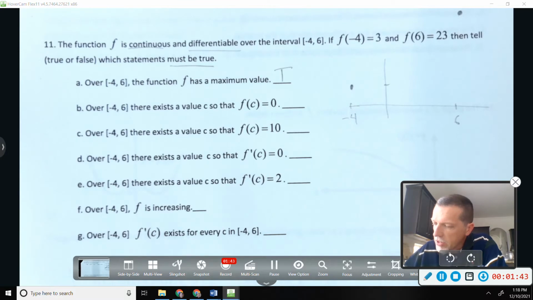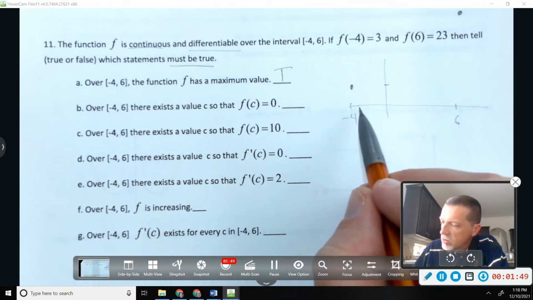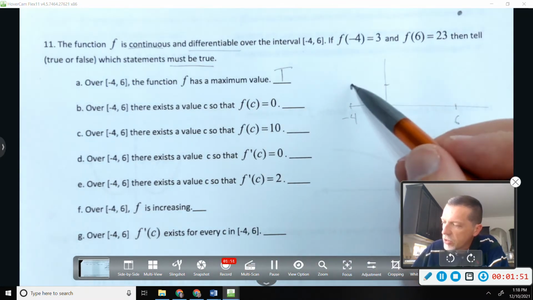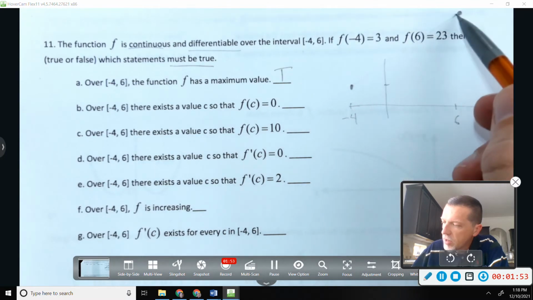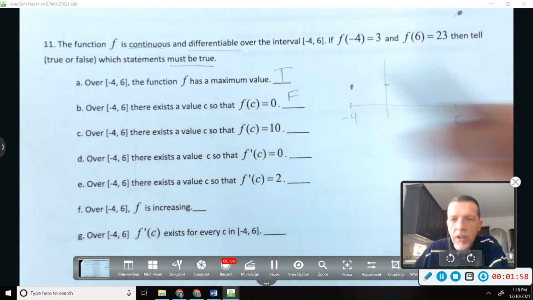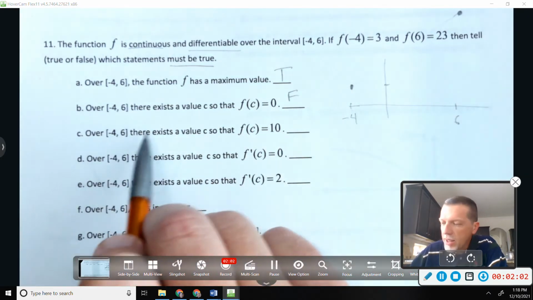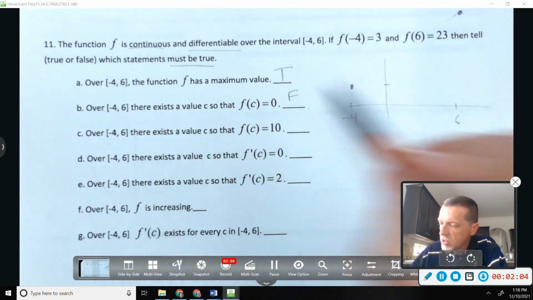Over -4 to 6, there exists a value c such that f of c equals 0. Well, no, not necessarily. If we just draw a line connecting the dots, there wouldn't be any zeros there. Now there might be a 0, but we can't say for sure that there definitely is a 0, so that one gets a false.